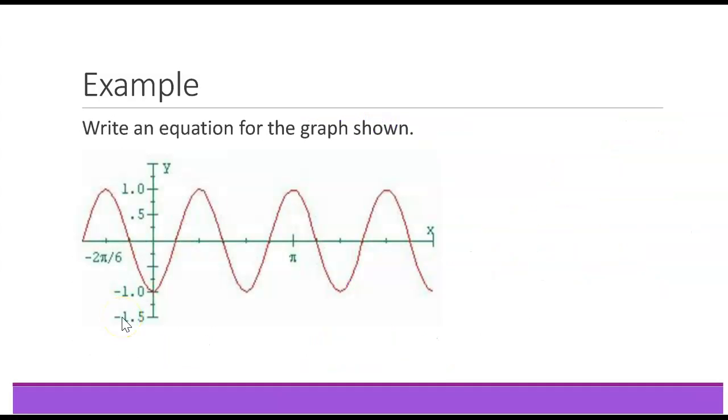Now let's work backwards and take a look at an example where we have a graph and we're being asked to write an equation for the graph shown. The first thing I will mention is that there are multiple possible answers for an equation that would graph this particular function. That's why it says write an equation, because it could be a sine or a cosine graph, just depending on how we look at it.